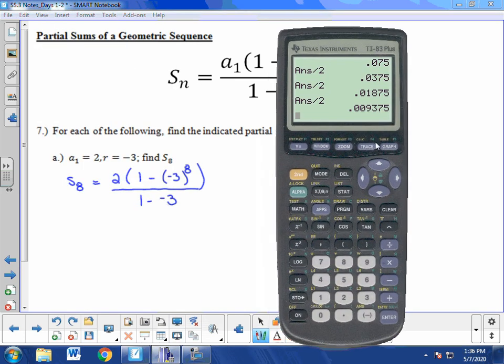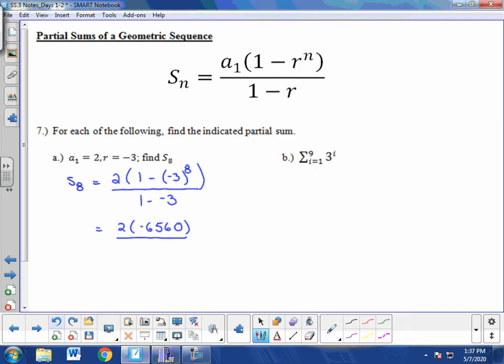So I'm going to use my calculator to simplify the expression. If you feel comfortable, you can type this all in one string. I'm going to simplify here in parentheses first. So 1 minus negative 3 to the 8th power. And so this simplifies to 2 times negative 6,560 all over 1 minus the negative 3. If you needed your calculator there, you could, but notice that this is the same as 1 plus 3, which is 4.